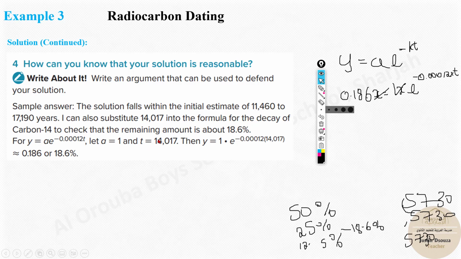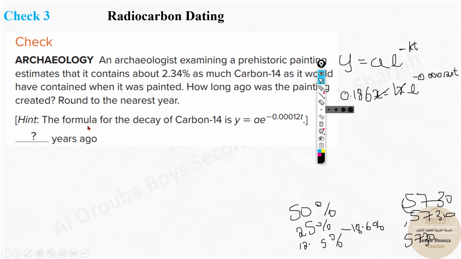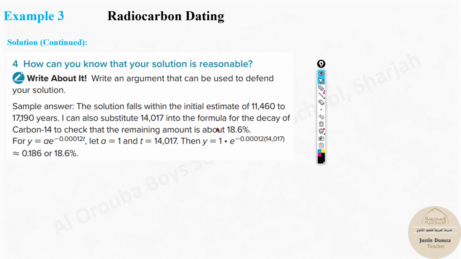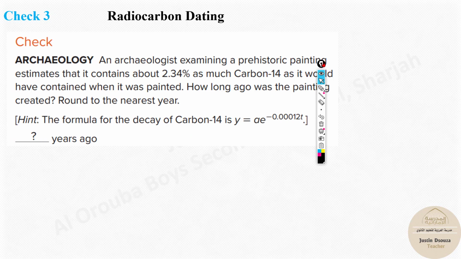So after 14,017 years, the carbon would remain to be 18.6%. So whatever the charcoal fossils they found is so many years old. This is a check, but you don't need to do check and all, because you got the correct answer anyways. If you want, you can do it. If you don't have time, just skip this part, directly go to the next problem.